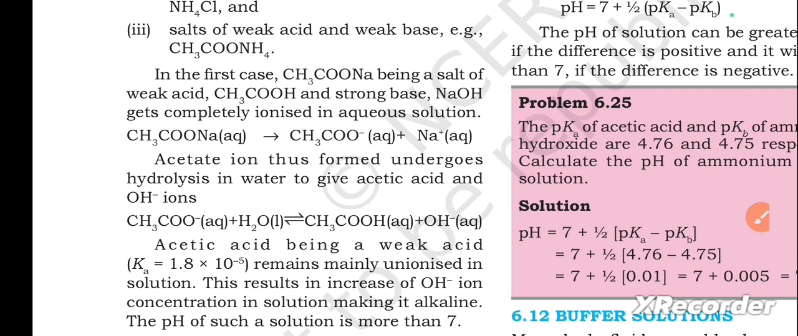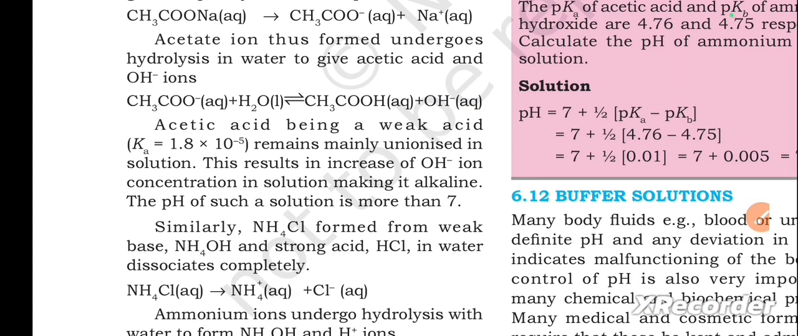In the first case, CH3COONa, being a salt of weak acid CH3COOH and strong base NaOH, gets completely ionized in aqueous solution. CH3COONa gives rise to CH3COO- plus Na+. Acetate ion thus formed undergoes hydrolysis in water to give acetic acid and OH- ions. CH3COO- plus H2O gives rise to CH3COOH plus OH-. This is a reversible reaction. Acetic acid being a weak acid remains mainly unionized in solution. This results in increase of OH- ion concentration in solution, making it alkaline. The pH of such a solution is more than 7.